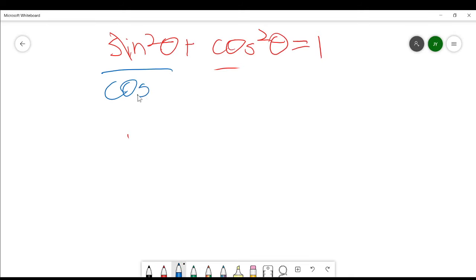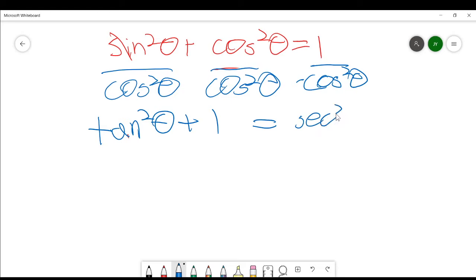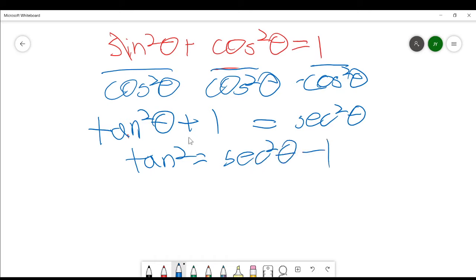Right? Divided by cosine, well, cosine squared theta, cosine squared theta equals, and then cosine squared theta. All right, this becomes tangent squared theta. You should know why. Plus 1 equals secant squared theta. And sometimes the 1 gets moved around to be like tangent squared equals secant squared theta minus 1. This is just to make sure that you're solving for a tangent. So don't just move it around if you don't really recognize it first.